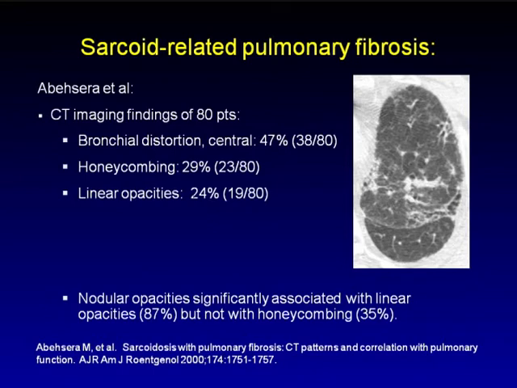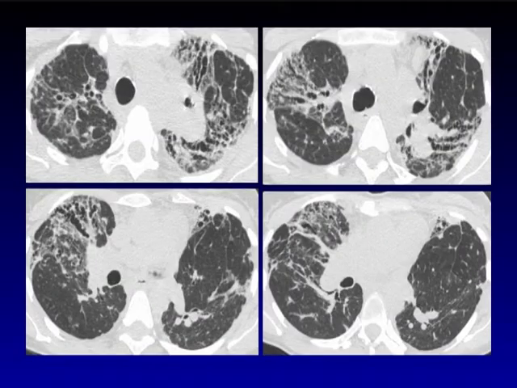There was a paper published about 10 years ago which looked at patients with sarcoid-related pulmonary fibrosis, and of the 80 patients in that study, about half had bronchial distortion, so that was the primary or common finding among them. And honeycombing and linear opacities were much less common in those patients. So we'll take a look at a few cases quickly here. This is a patient with some widespread traction bronchiectasis. There's volume loss and architectural distortion, ground glass opacity, some scattered reticulation.